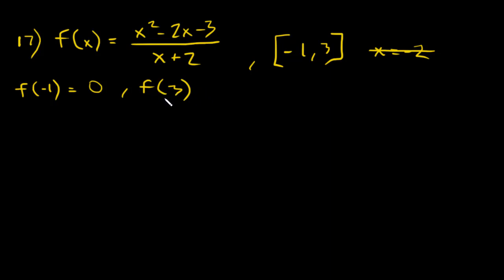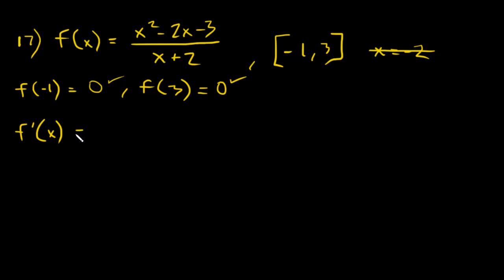So next thing we do is plug in 3, so we get 3 squared minus 6 minus 3. Well, that is also 0. What do you know? Since they have the exact same y value, Rolle's theorem guarantees there's at least one point in between x equals -1 and x equals 3 that has a slope of 0. So how do we find that? Well, we take the derivative.